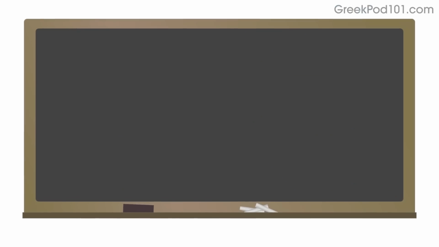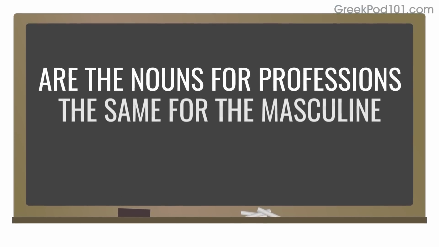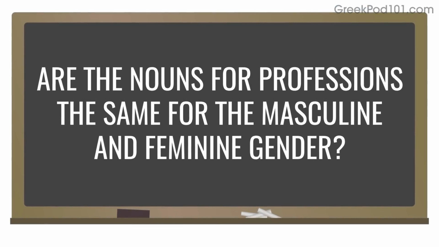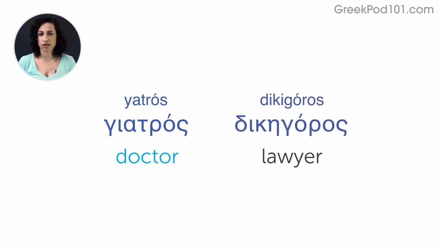The question for this lesson is, are the nouns for professions the same for the masculine and feminine gender? The answer is, not always. You may have seen nouns of professions such as γιατρός, doctor, and δικηγόρος, lawyer, that remain the same for the masculine and feminine gender. For some of those, the reason is that in the past, it was unthinkable for women to become doctors or lawyers.